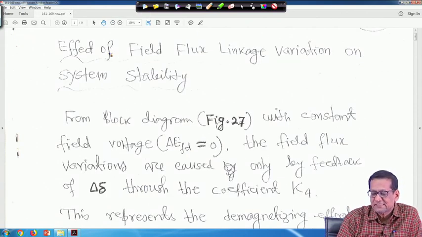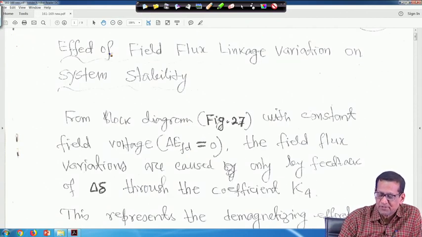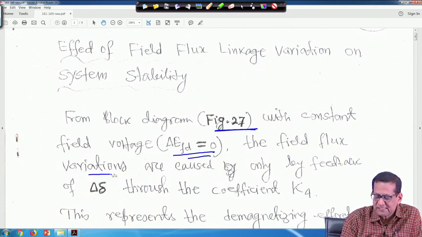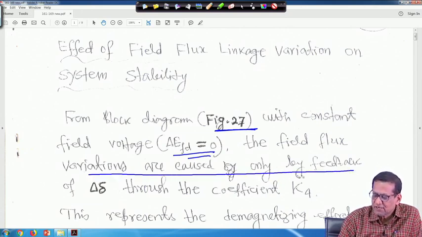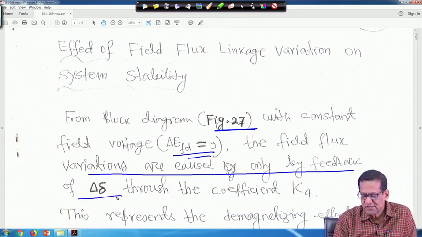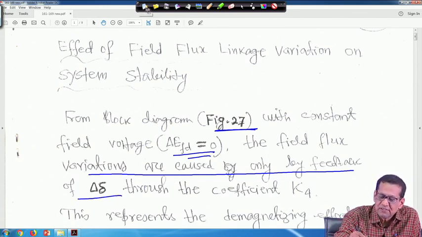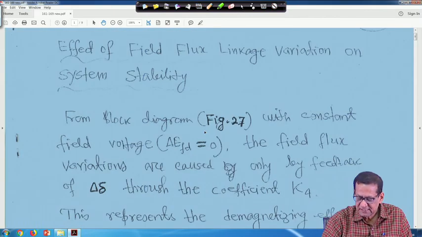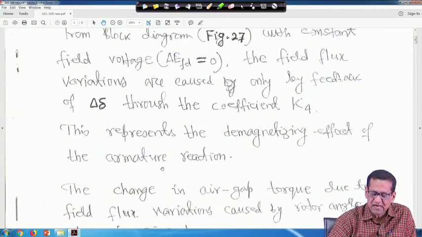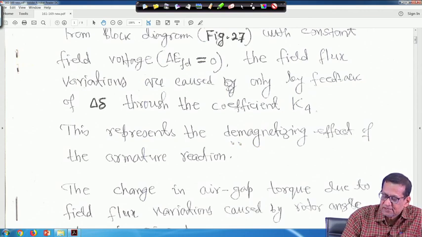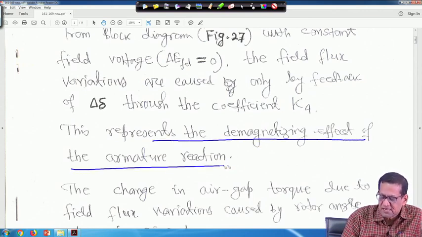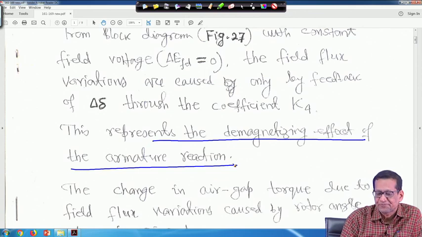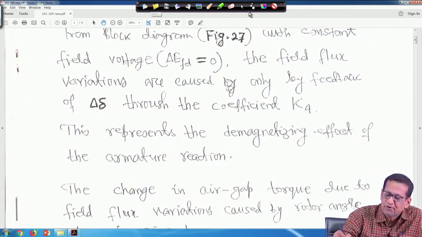Effect of field flux linkage variation on system stability. Now, from the block diagram, that is figure 27, with constant field voltage, that is delta Efd equal to 0, the field flux variations are caused only by feedback of delta delta through the coefficient k4. Just hold on. So, this represents the demagnetizing effect of the armature reaction. This is another question to you: why does it represent the demagnetizing effect of the armature reaction? You put that answer in the forum.